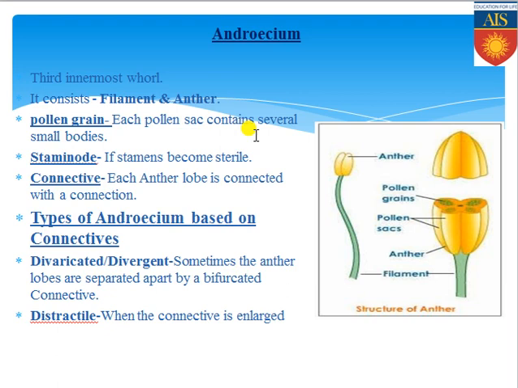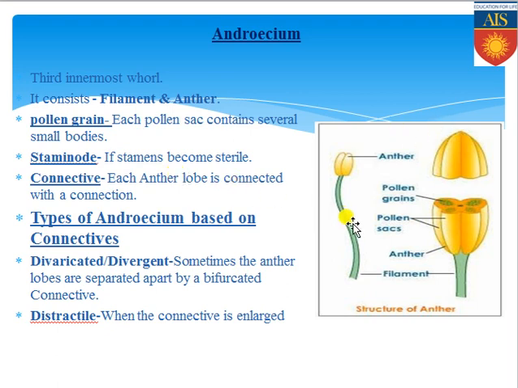So going to the next floral whorl, that is the male reproductive organ in a flower, androecium. This is the third innermost floral whorl, and keep in mind that in each and every androecium there are two portions. One is the filamentous portion, called the filament, and the other is the anther lobe, within which the pollen grains are growing. Keep in mind, each pollen sac contains several small bodies, and those are known as pollen grains.